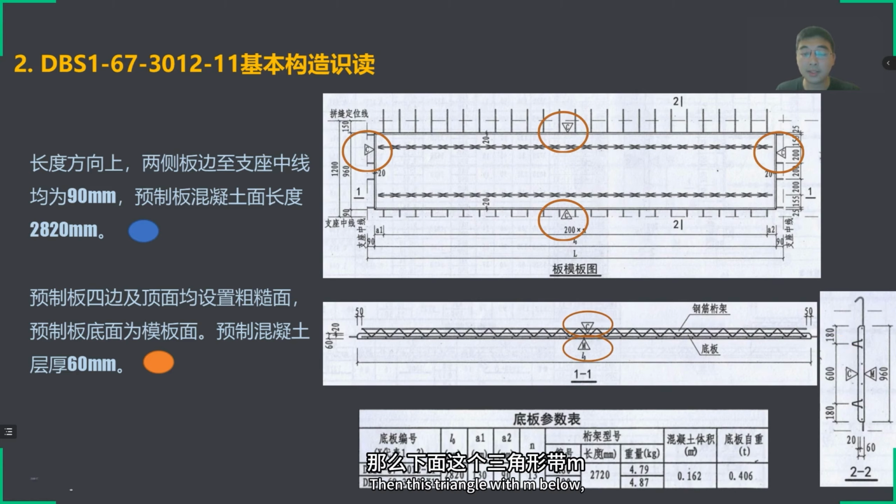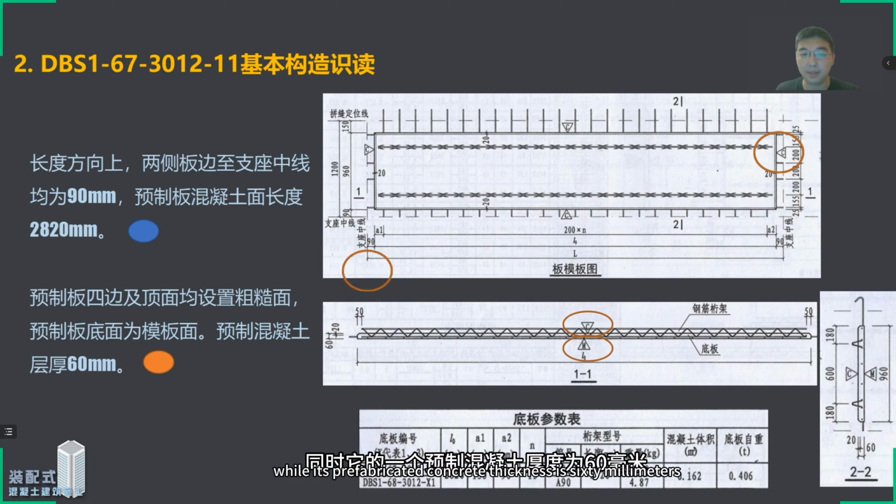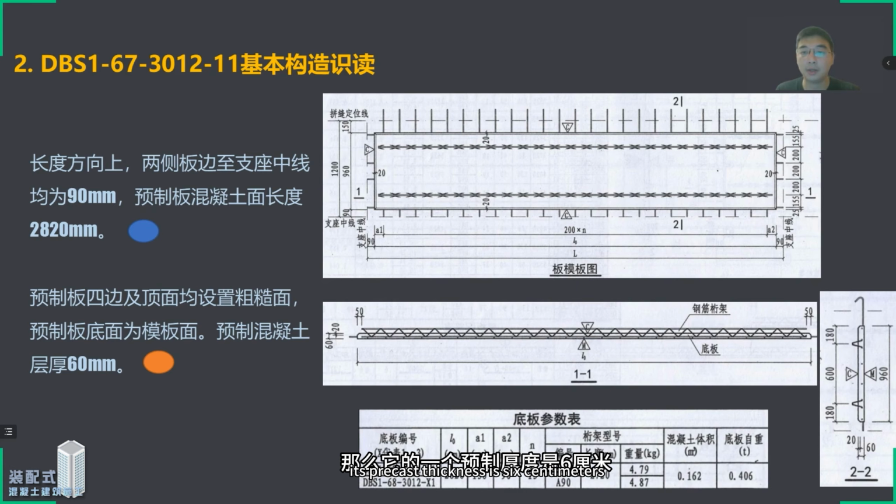Then this triangle with M below represents the bottom surface below as a formwork surface above the mold platform, while its prefabricated concrete thickness is 60 millimeters. Then in fact, we can also see through the numbering, 6-7, its precast thickness is 6 centimeters. Back pour thickness is 7 centimeters.